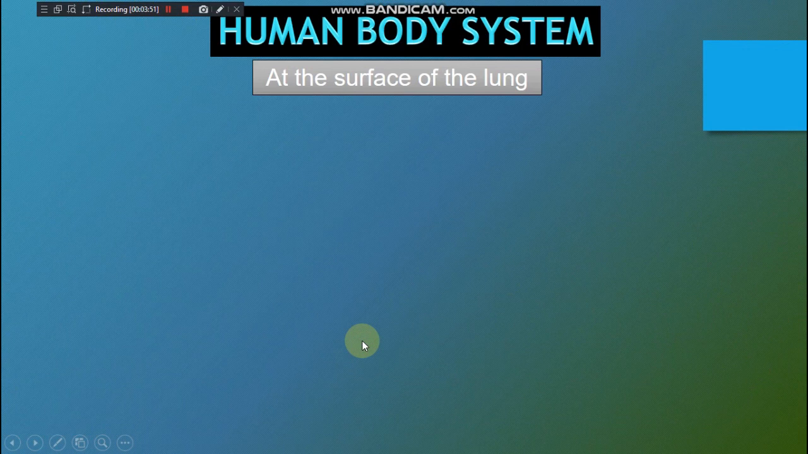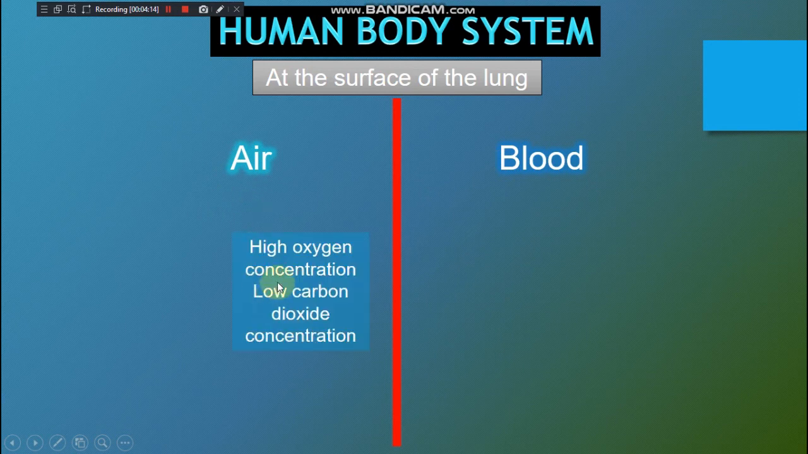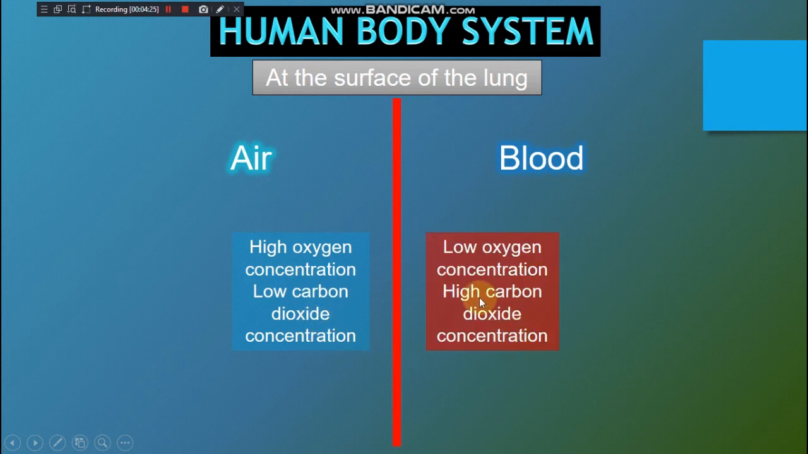And actually, the human body system also applies the same principles of mass transfer, at the surface of the lung. For example, the red color is our lung, where our lung is separated between the environment and the blood. So the air is contained in the environment, and the blood is contained in our body, where we know that in the air or in the environment is a very high amount of oxygen, whereas in our blood is a very low oxygen concentration, and the air has a low carbon dioxide concentration, whereas the blood contains a high carbon dioxide concentration.